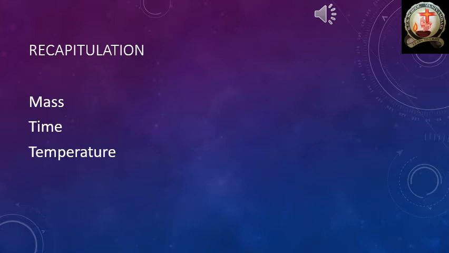Before going to start the class, I would like to revise once again our previous class. So in our previous class, what were the concepts? Mass, time and temperature. So first of all, what is mass? Mass is the measurement of quantity of matter contained by the object. Okay, what is the unit of mass?